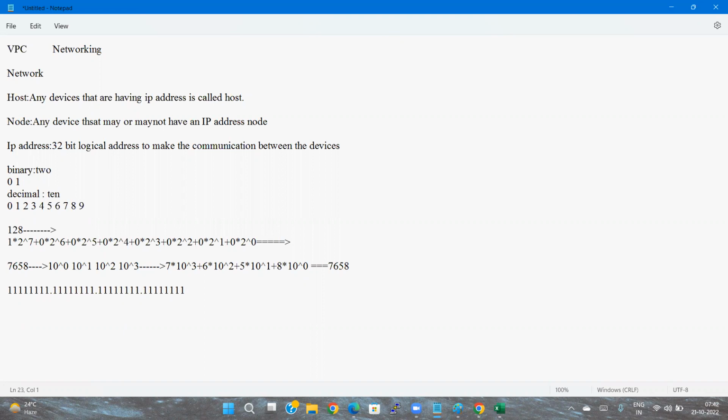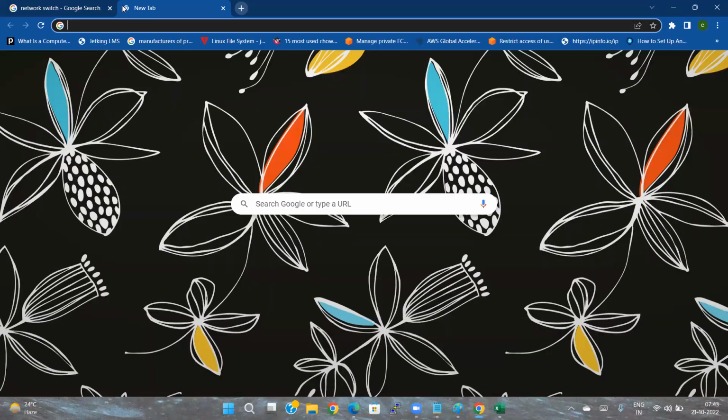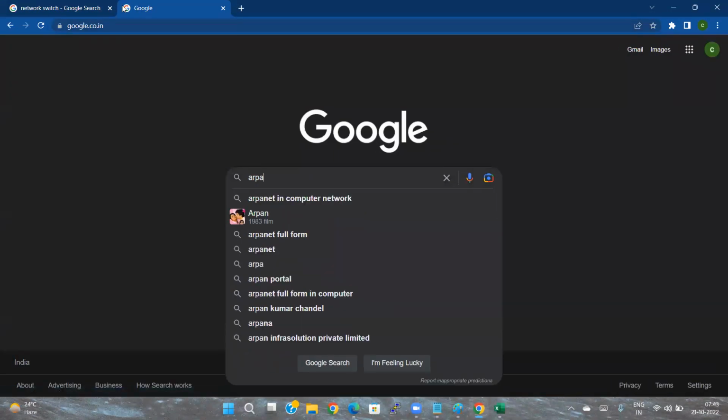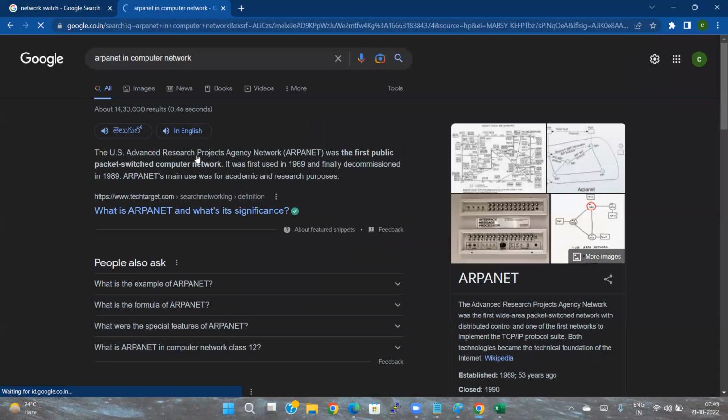So they developed a particular concept or network called ARPANET. ARPANET, the Advanced Research Project Agency Network, was the first public packet-switched computer network. This is the first network developed by the US military to make communication between multiple regions. Slowly this network was extended to the entire world. Then that is called the internet.